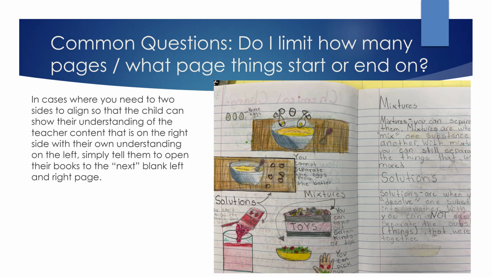As I mentioned, there may be times where you do need the 2 pages to line up. In this case, the teacher wanted to give the vocabulary for mixtures and solutions on the right-hand side, and then wanted the student to draw or illustrate their own understanding of the concepts on the left-hand side, and they wanted them to be able to see the two side by side. So in this case, the teacher simply said, turn to the next blank right and left page, and here's where we're going to begin our content.